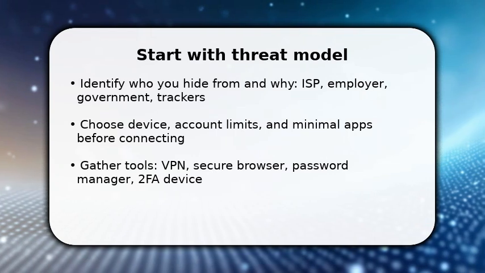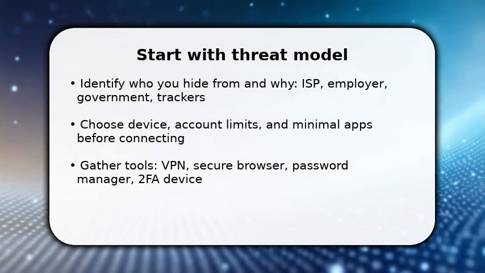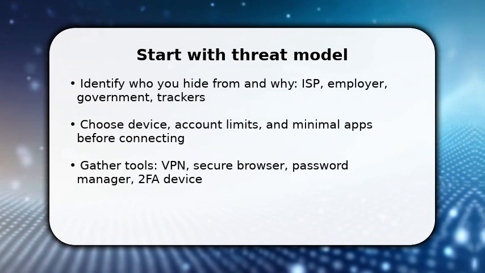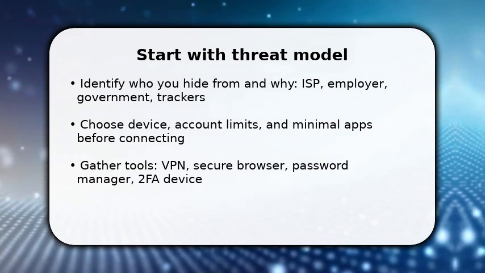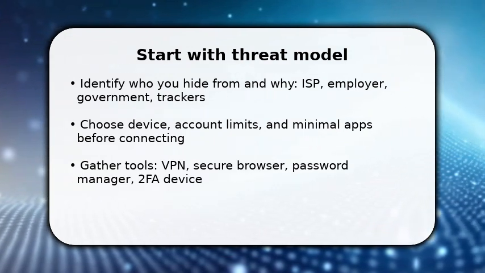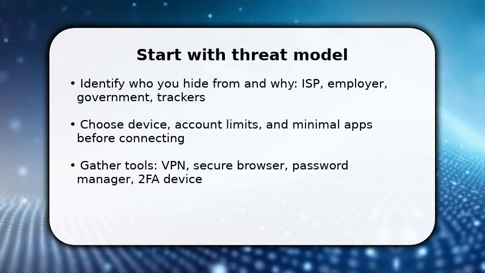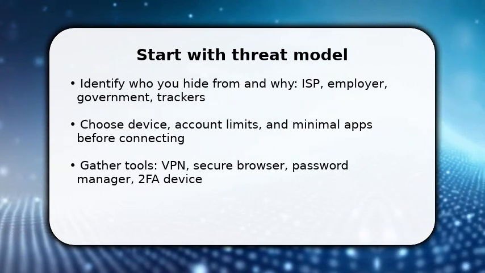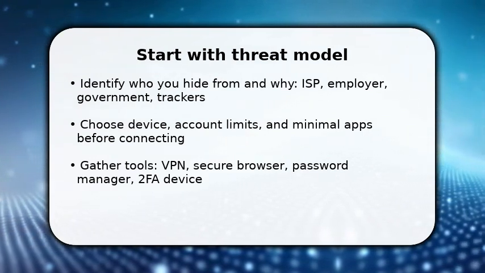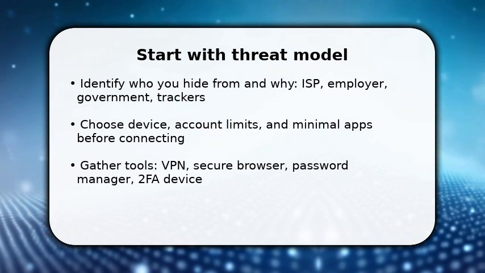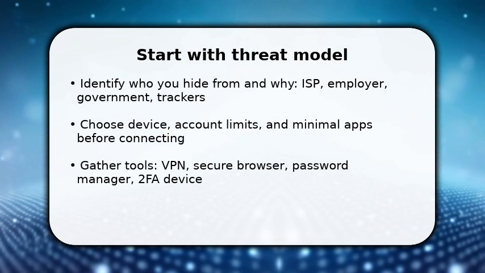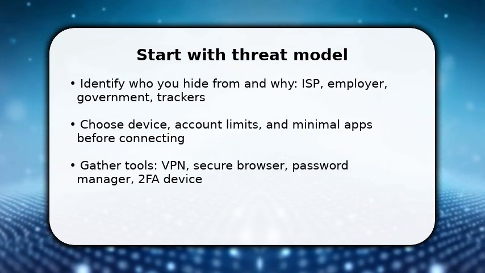You begin by defining your threat model so every action has purpose. Who are you protecting against, and what assets matter most? Once done, limit accounts and uninstall unnecessary apps to reduce exposure. Next, acquire essential tools: a reputable VPN, a hardened browser profile, a password manager, and a separate 2FA method. Make sure to use different recovery info for critical accounts. This foundation speeds later steps and prevents wasted effort on ineffective privacy measures.